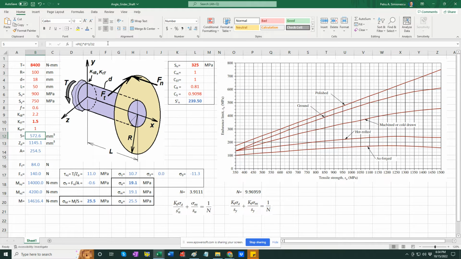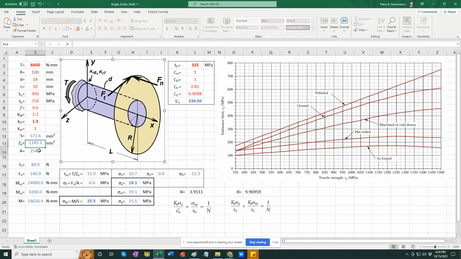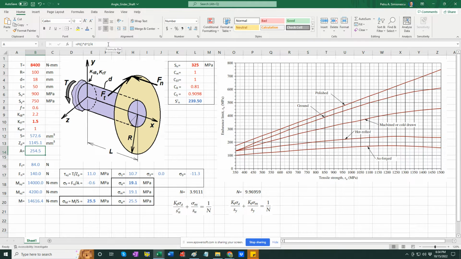I'm calculating the section modulus, pi diameter power 3 over 32. I'm calculating the polar section modulus, pi diameter power 3 over 16, and transverse area of the shaft, pi diameter squared over 4.